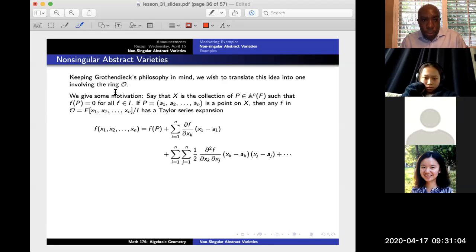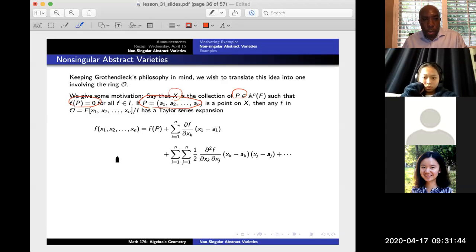So here's some motivation. What are we going to do here? Remember that X is the collection of points P so that f of P is equal to 0. That was the idea. I want X to be the zero set of this ideal I, so it's the set of all points where all the polynomials are equal to 0. Let me try to do this. Let's say that our point P is (a1, a2, through an), and let me look at a Taylor series expansion.